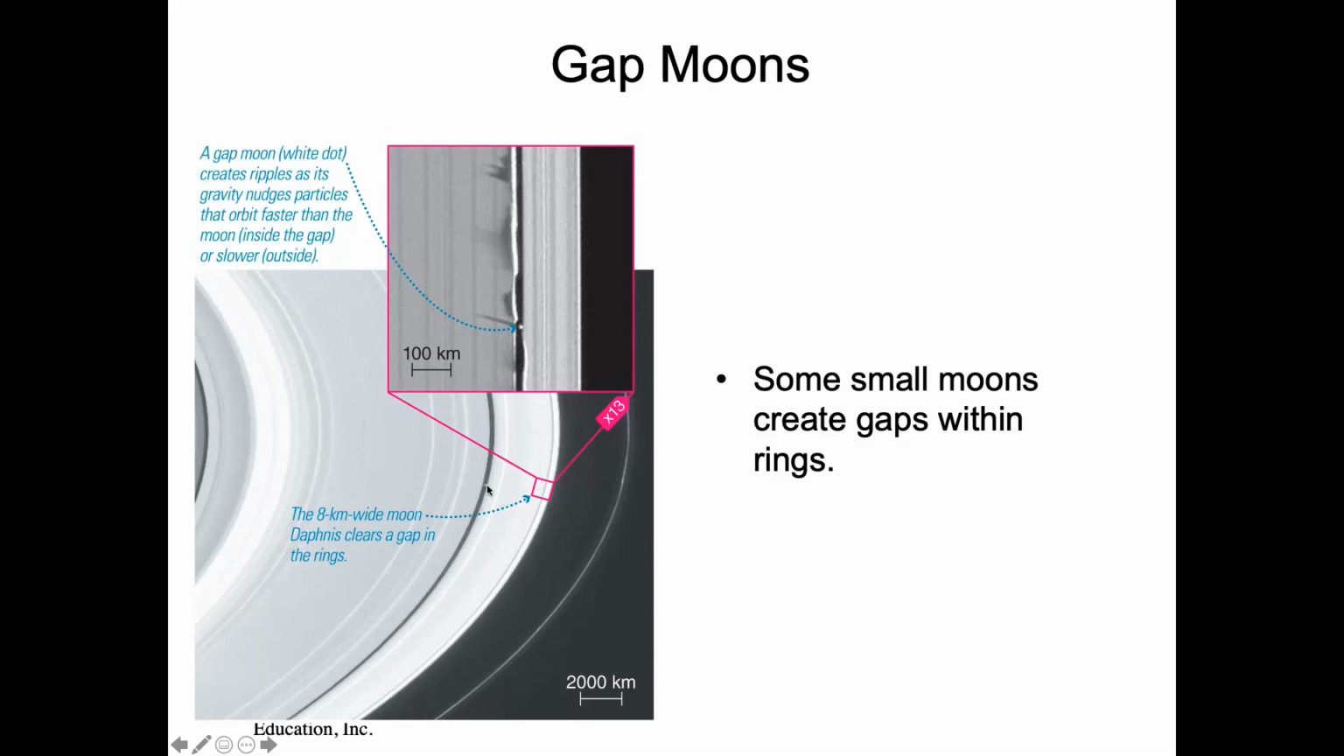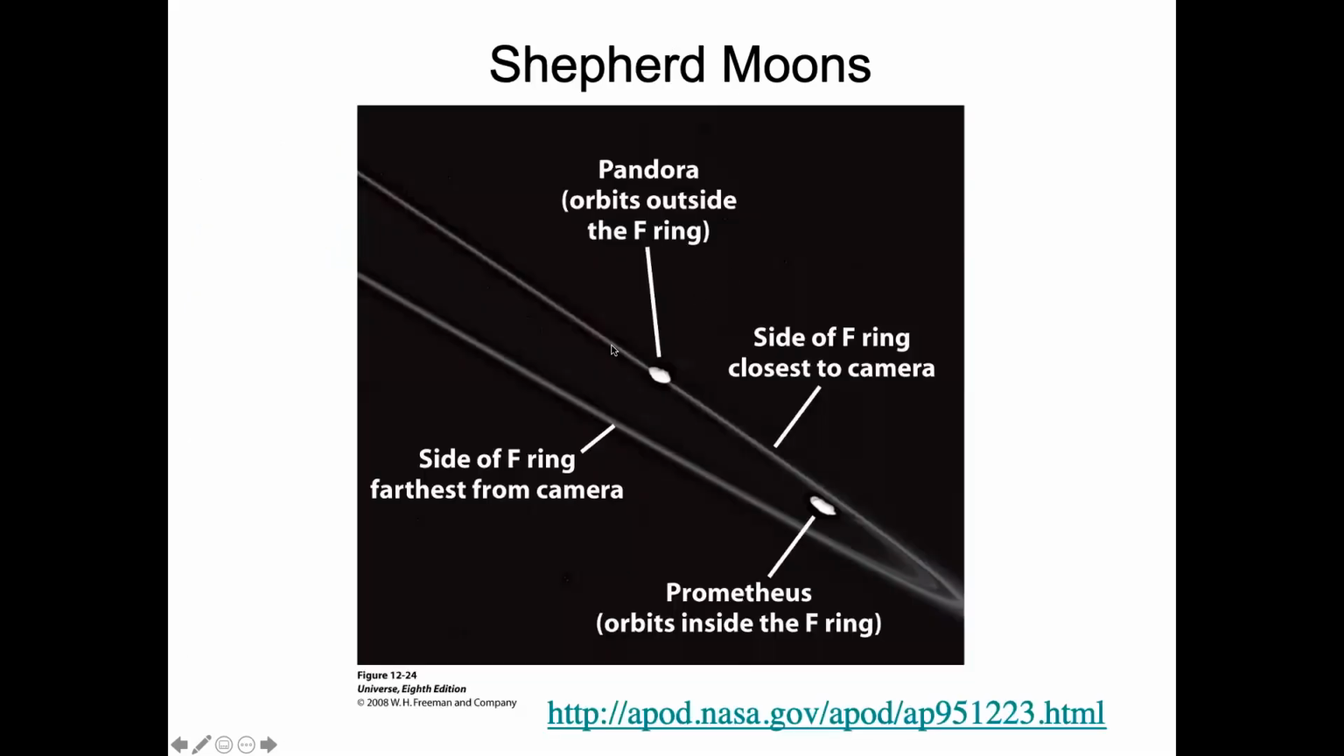And you can see that there are multiple gap moons here. There's one where my mouse is. Here's another one in this zoomed in region, which we can see up here. And so we've got gap moons. We have shepherd moons, right? Moons that sort of orbit on the inside and outside of different parts of the rings.